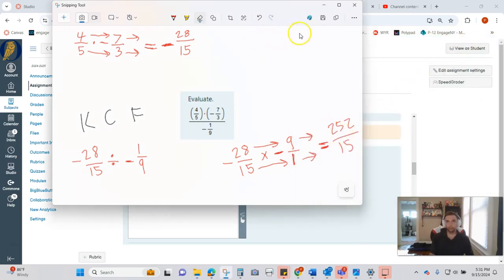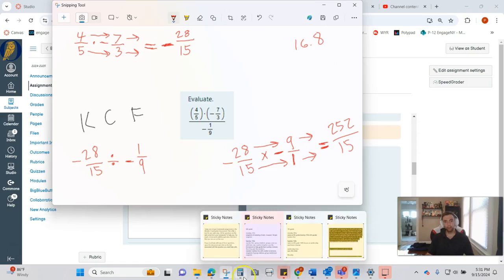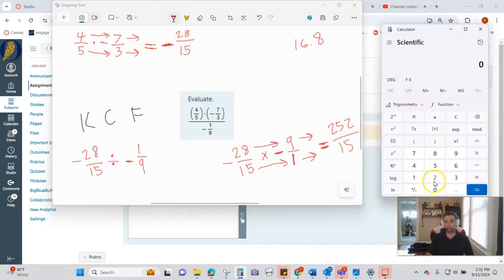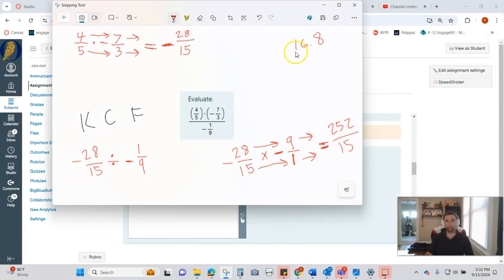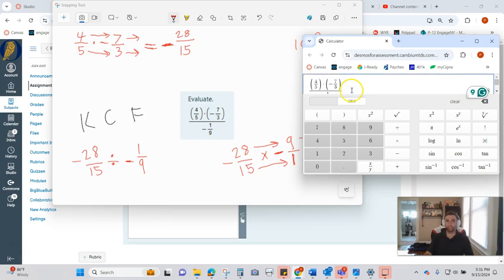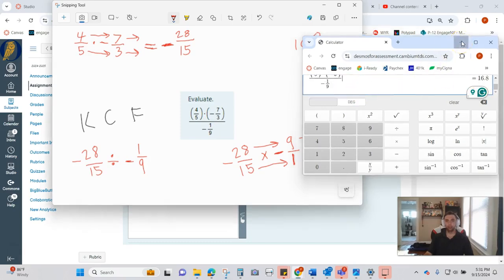Here it was 16.8. But doing it by keeping them in fraction form, we had 252 15ths. Let's see what that is as a normal number. Oops. 16.8. So same answer, fraction form, normal number form. You could do this question by just typing it in your calculator, but so easy to type it in wrong. And always good to know why your calculator is saying what it is saying.